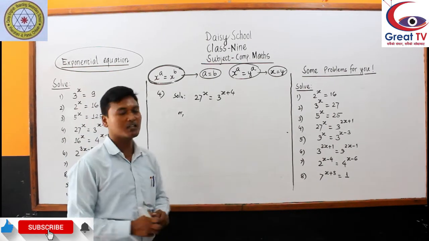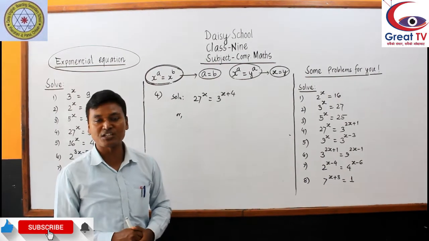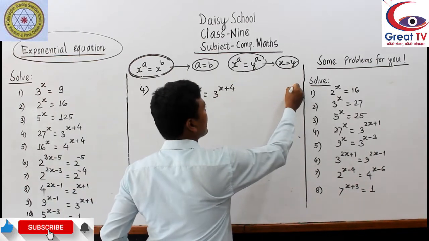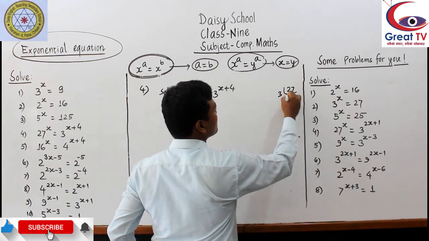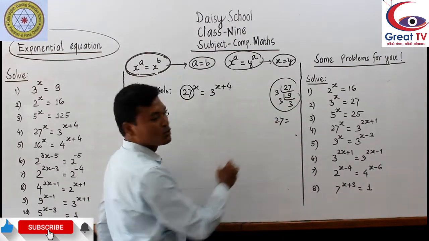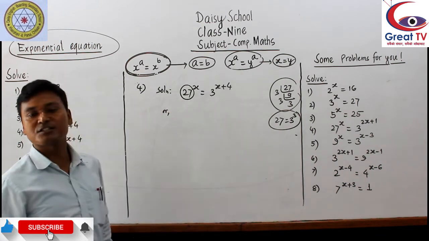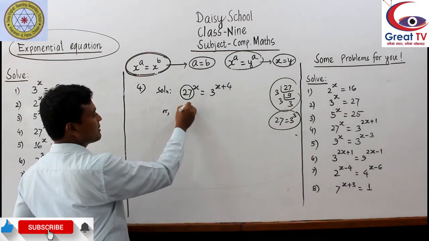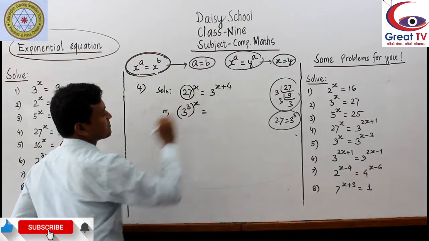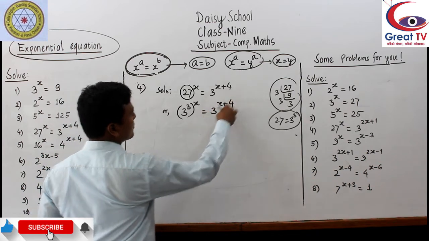So on the left also let us make the base equal to 3. Find the prime factors of 27. 3 times 9 is 27, and 3 times 3 is 9. So 27 is equal to 3 cube. Let us write 3 cube in the place of 27. We have whole power x, copy it same. Then I have 3 to the power x plus 4.